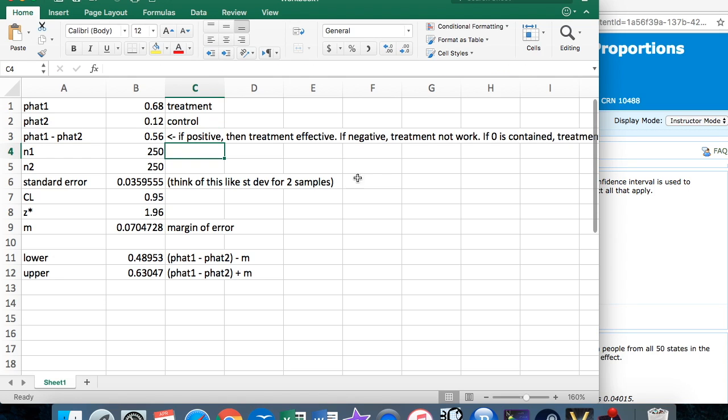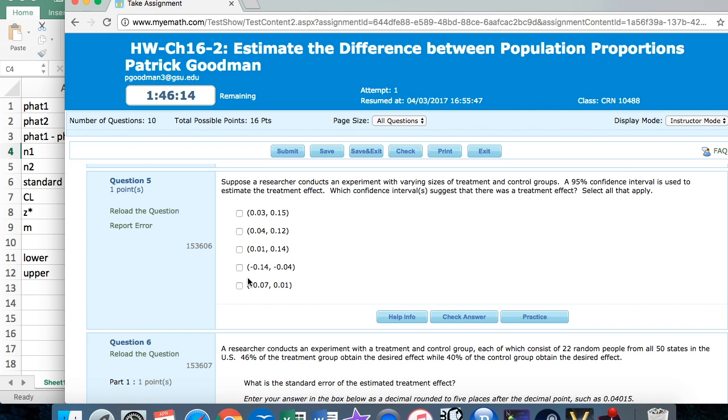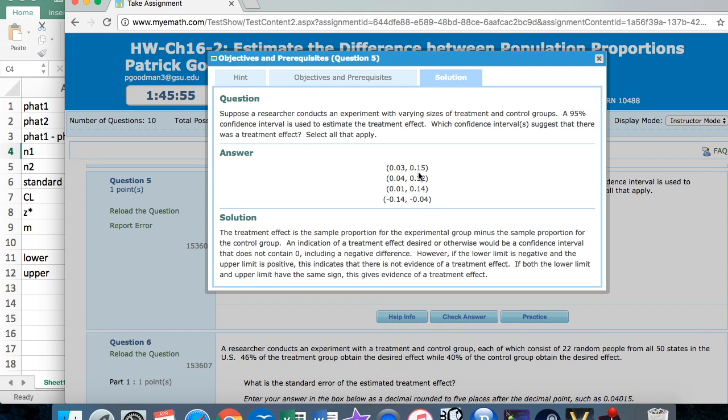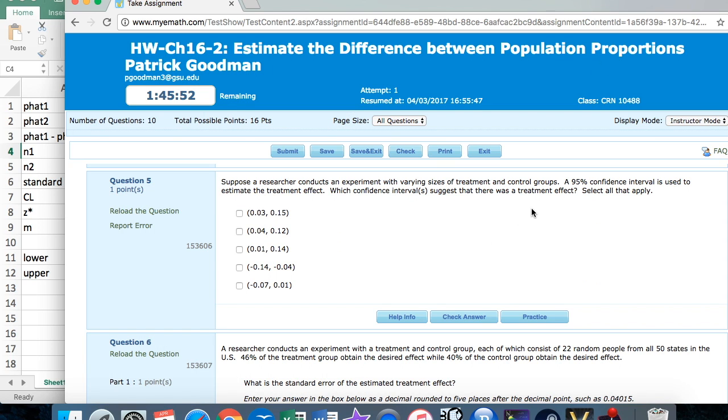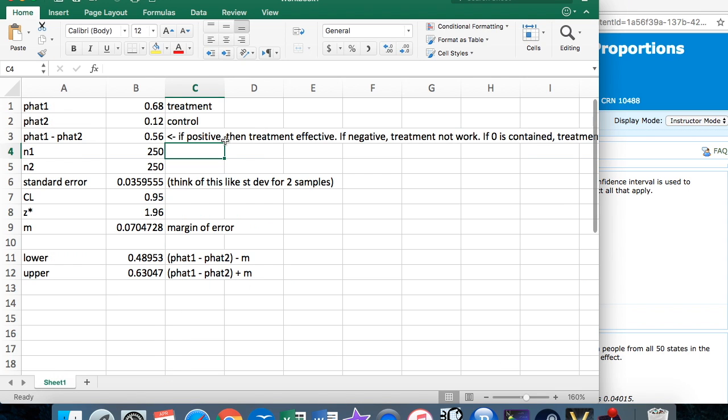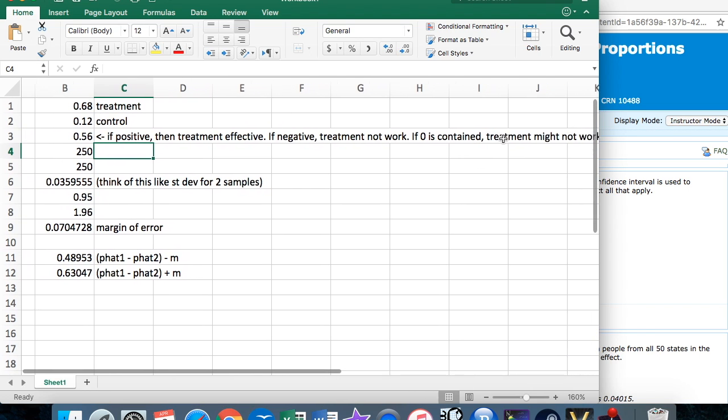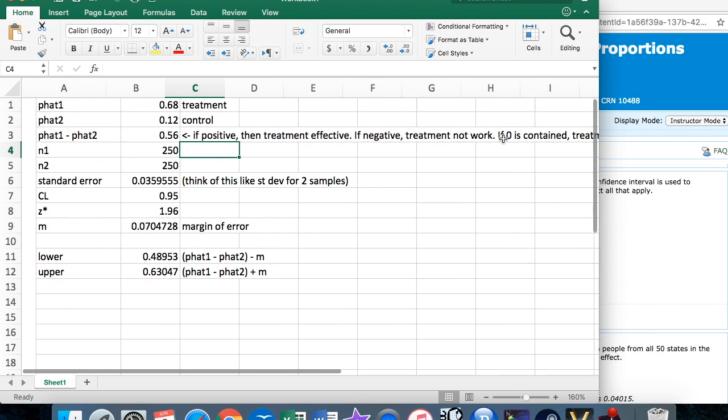So sometimes 0 will be contained, right? Like here it's negative, so this wasn't very effective, but then there's a chance it could have been a little effective, but 0 is also contained. So we can't really assume that it was a positive effect. So just look for the values that actually have an effect. So here, this is positive, treatment is effective. Treatment does not work, then 0 contained, treatment might not work at all, right?